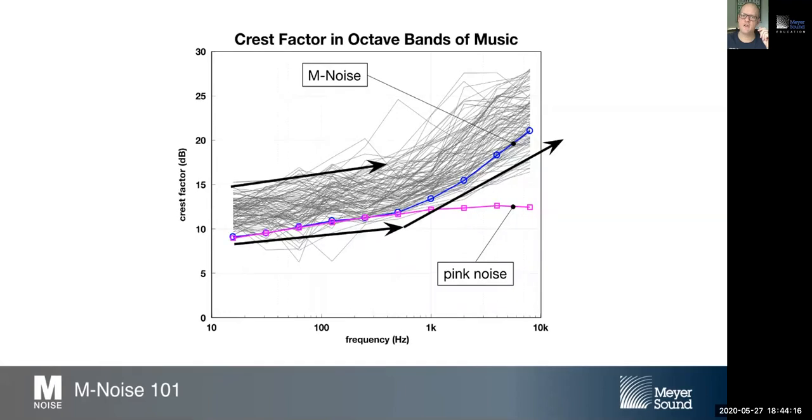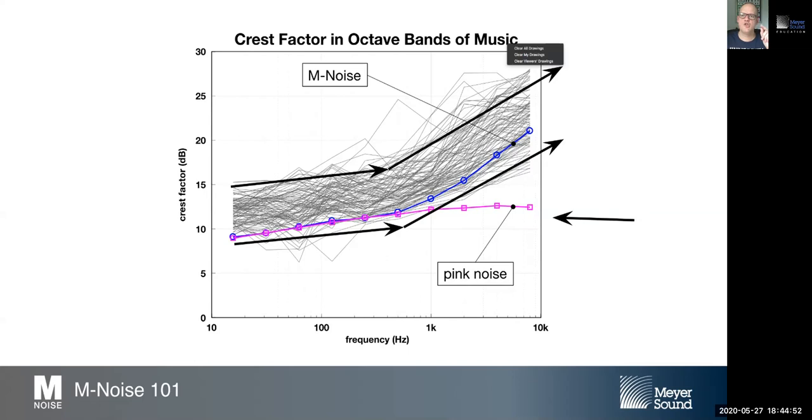But without exception, there comes a point where the crest factor of real music, the program material that you and I ultimately end up listening to, goes up. And that is something that pink noise doesn't do. Pink noise still lives over here at plus or minus around 12 decibels, unlike real music. So that was reason to come up with a new test signal called M noise that does a better job at approximating those properties that we are seeing over here for music.